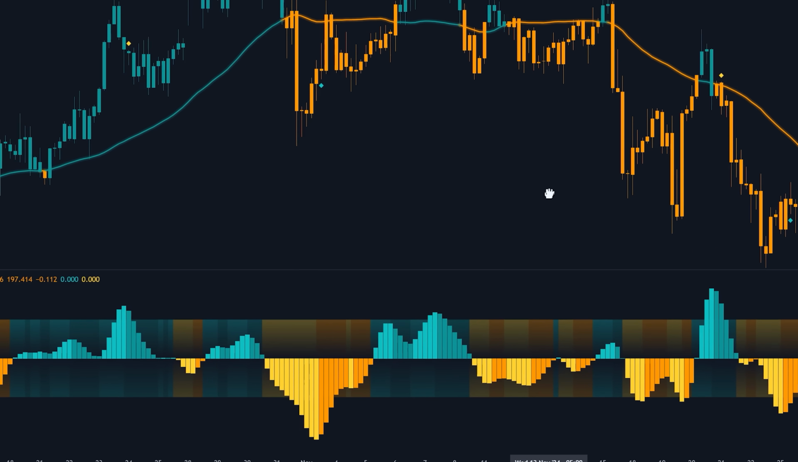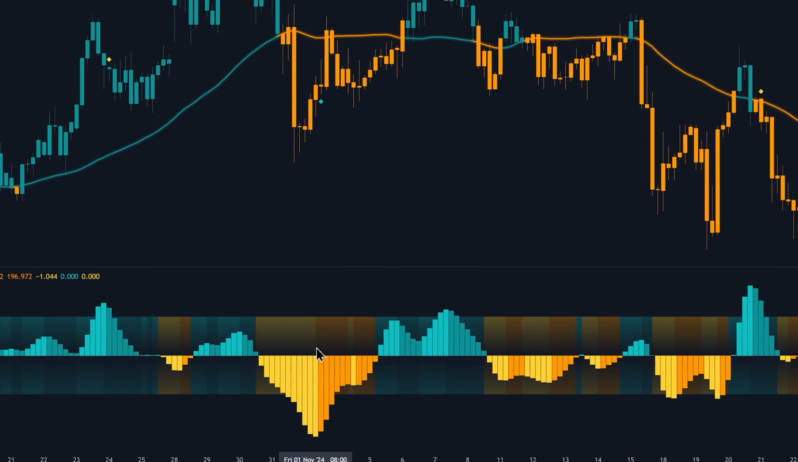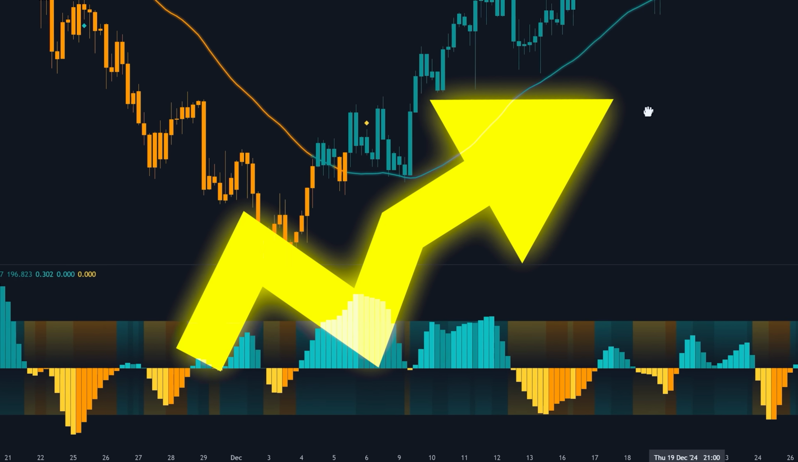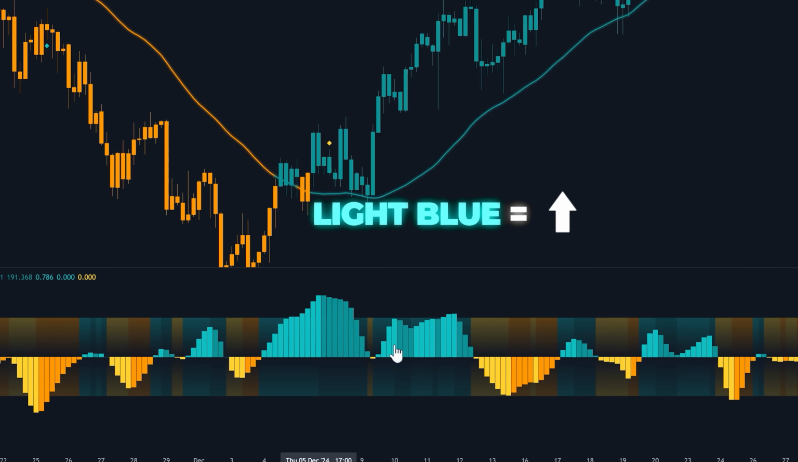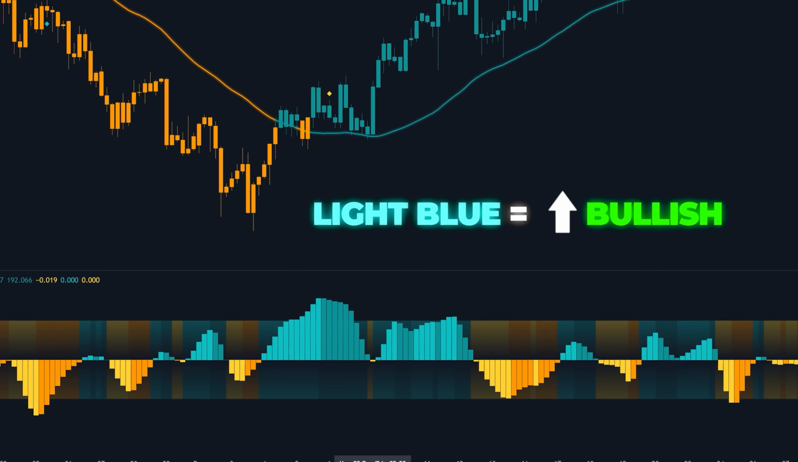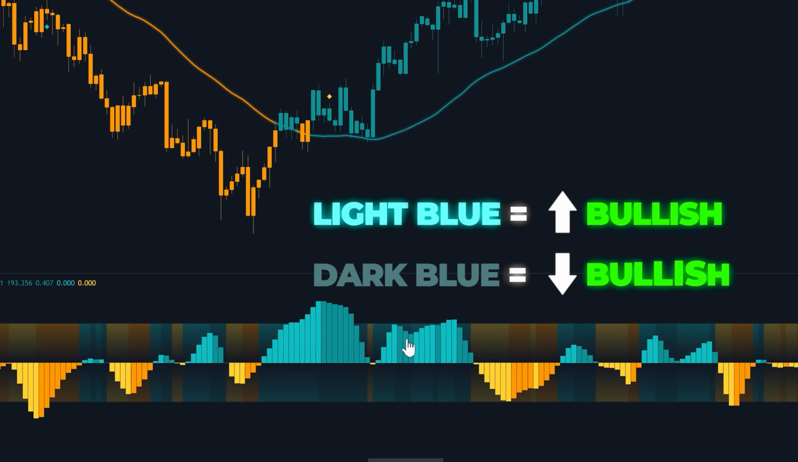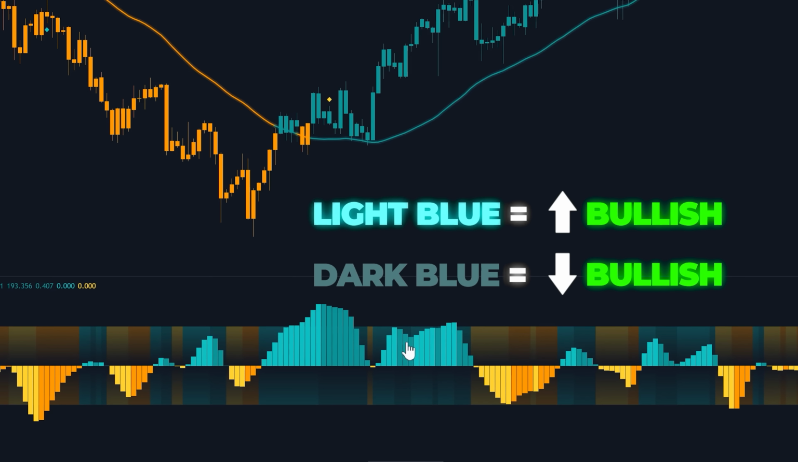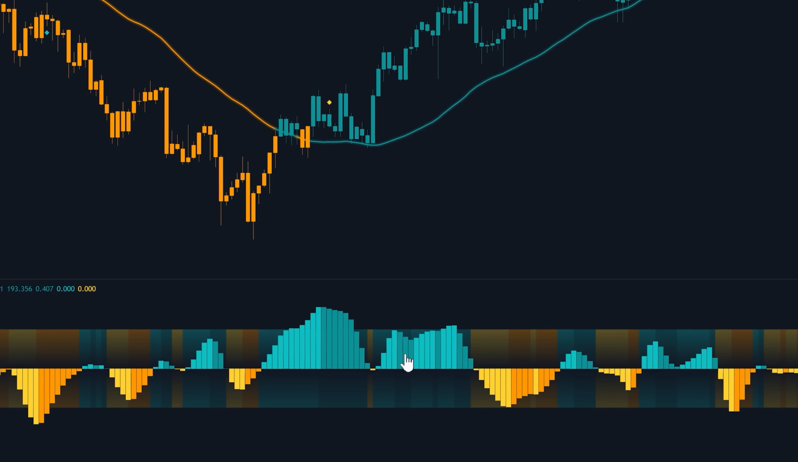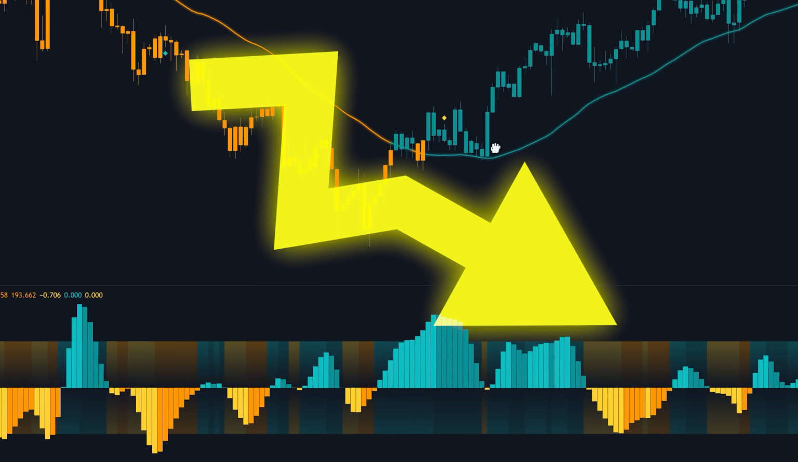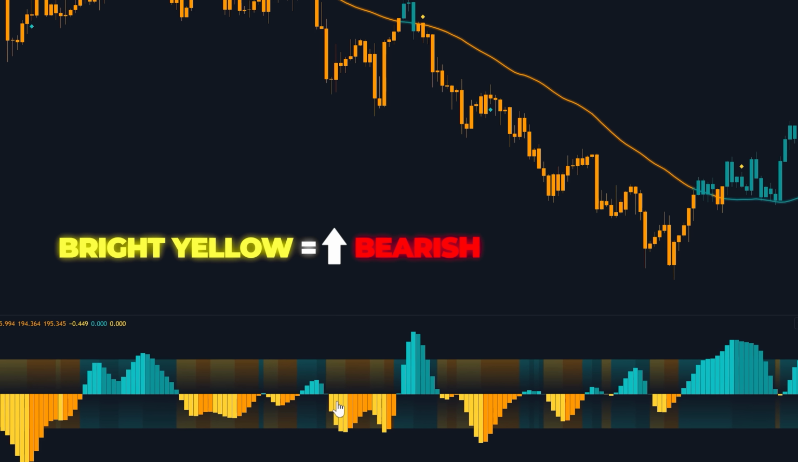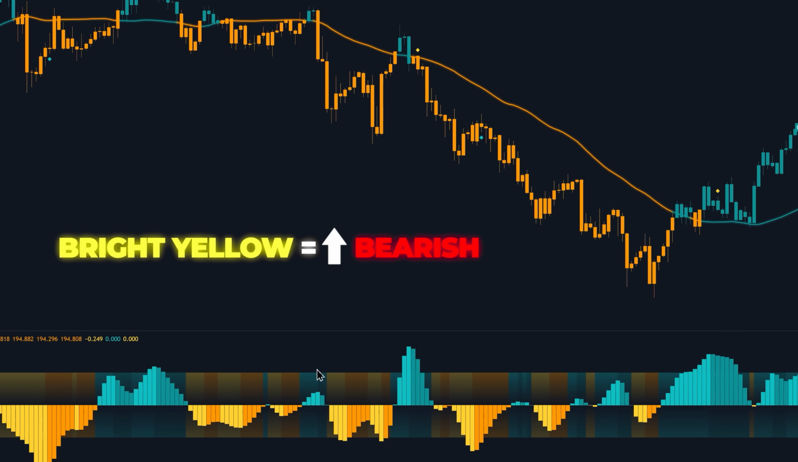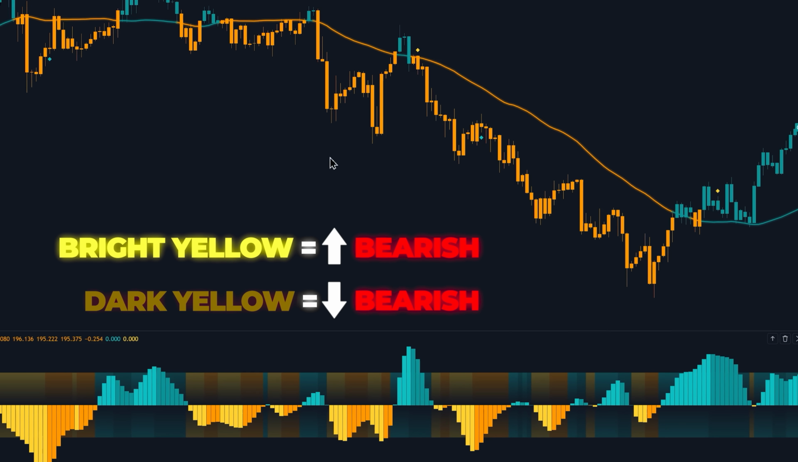Now, looking at the oscillator, you can see it has light and dark colors. In a bullish trend, for example, a light blue color indicates an increase in bullish momentum, while a dark blue color indicates a decline in the pre-existing bullish momentum. And it's going to be the opposite for a bearish trend. A bright yellow color indicates an increase in bearish momentum, and a dark yellow color indicates a decline in the pre-existing bearish momentum.